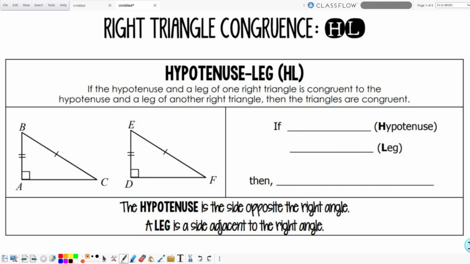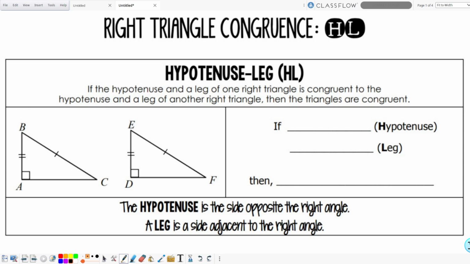Hello everyone. So, today we're going to be learning about what's called hypotenuse leg congruence. This only works for right triangles, and it's pretty straightforward.